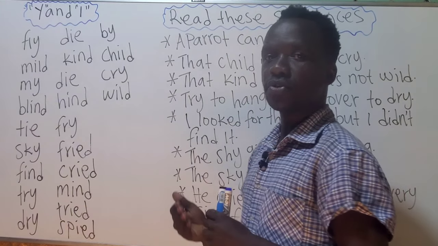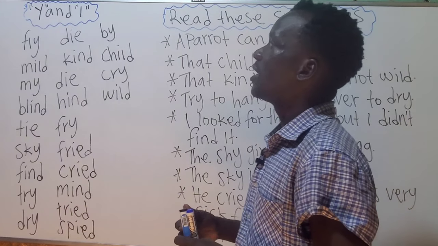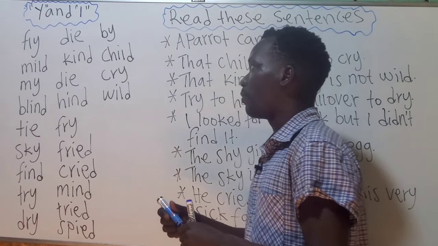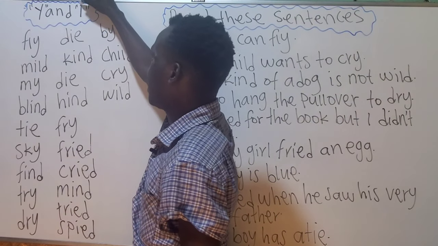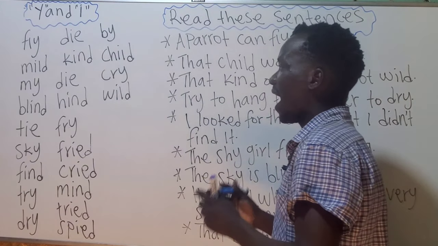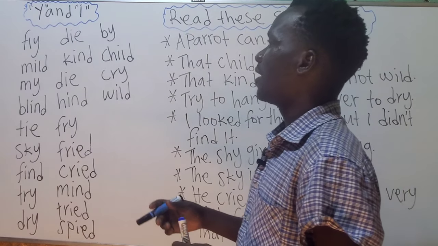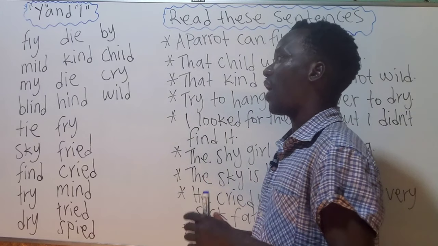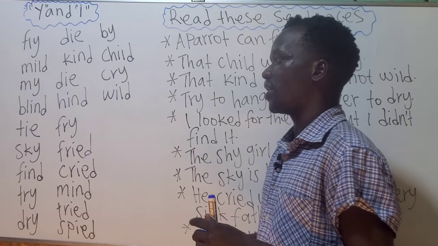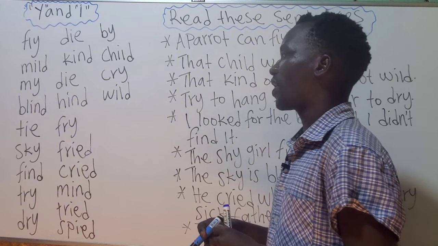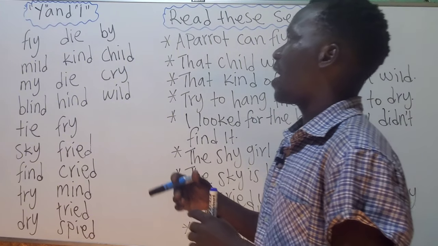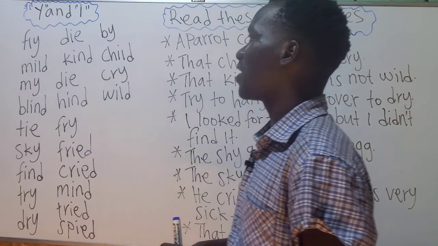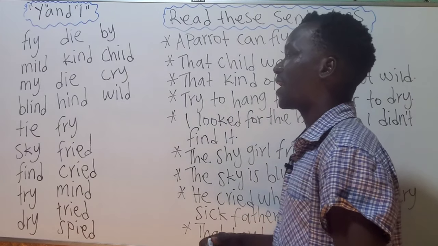We have seen that most of our words of today have Y and I. If you come across such a word, how can you read it? Remember, we are still in reading skills, okay? Now, number one, how can you read this? You can read it as fly.